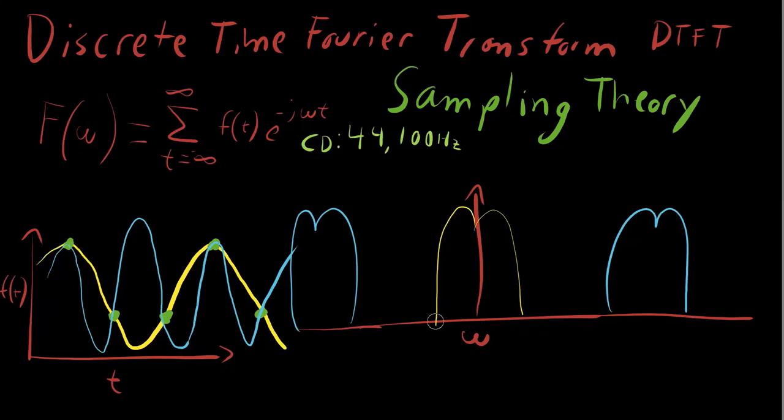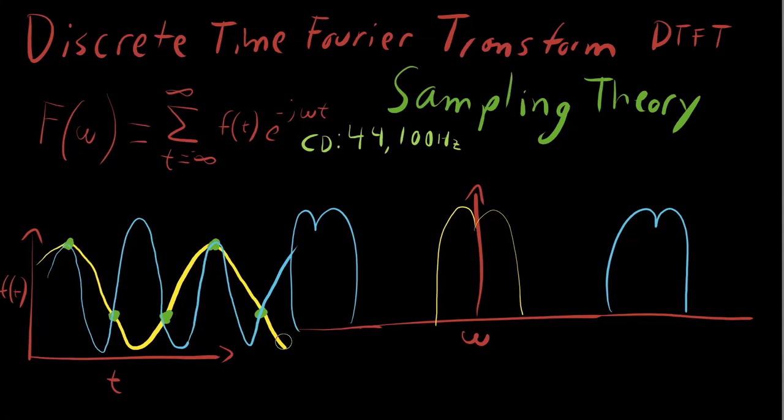And since these are copied out every 2 pi, the sampling rate will determine how far apart these blobs of the Fourier transform are. The slower the sampling rate, the fewer ticks you take, the closer these two become in the frequency space. What's worse is that should this tip ever overlap with this tip because you're sampling too slowly, you no longer can perfectly discriminate the frequency information that is contained in the signal.